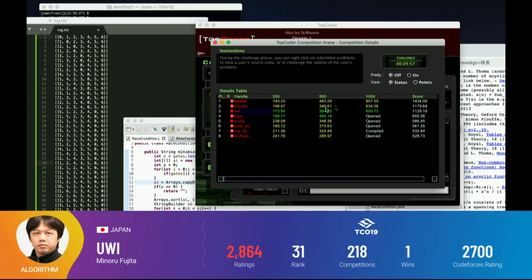Starting from the third... challenges are starting. The 10-minute long challenge phase of the algorithm competition has begun. Looks like two people failed challenges already in the first 10 seconds. Let's hit the leaderboard right now. Yeah, we can look at the leaderboard.